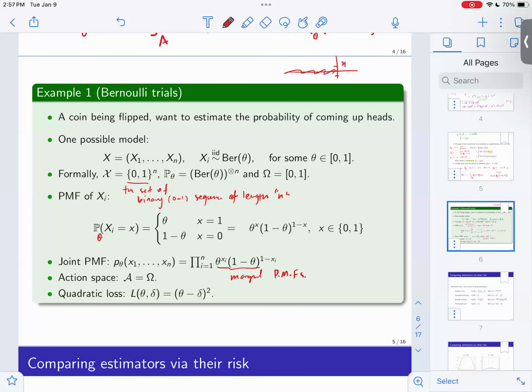And you can see the dependence on the data. If I change theta, this action is exactly the omega, and then the loss is the quadratic loss. Okay, so that's our specification of the model for this problem.